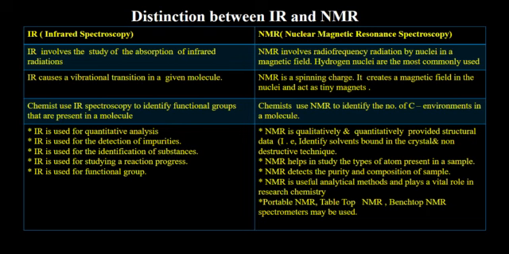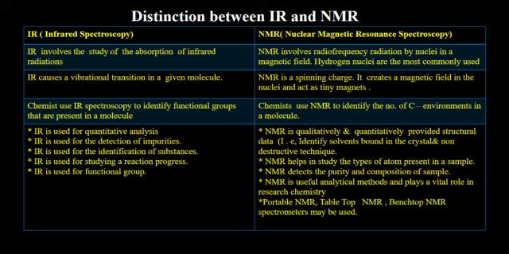IR is used for functional groups, whereas NMR stands for nuclear magnetic resonance spectroscopy. NMR involves absorption of radio frequency radiation by nuclei in a magnetic field. Hydrogen nuclei are the most commonly used. A spinning charge creates a magnetic field in the nucleus and acts as a tiny magnet. Chemists use NMR to identify the number of carbon environments in the molecule. NMR provides qualitative and quantitative structural data, identifies solvents found in the crystal, and is a non-destructive technique.